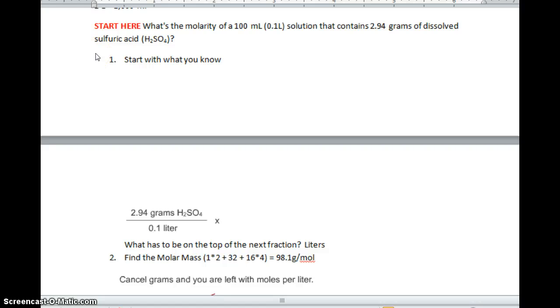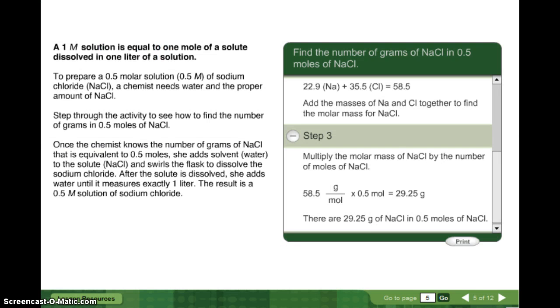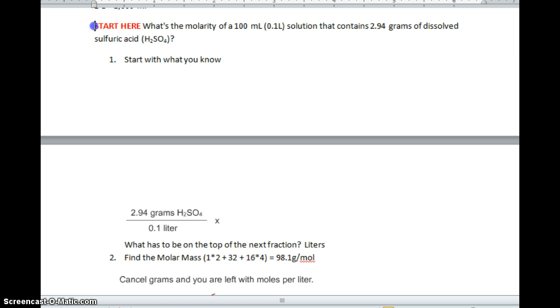This is part 2 of the 2.06 notes, and we finished up with looking at how to do the math for it, and so I put it in our notes. So start here. What's the molarity of a 100 milliliter or 0.1 liter solution that contains 2.94 grams of dissolved sulfuric acid, which is H2SO4? Always start with what you know.